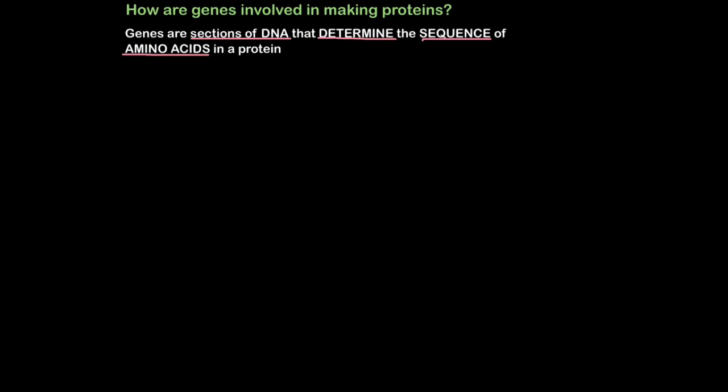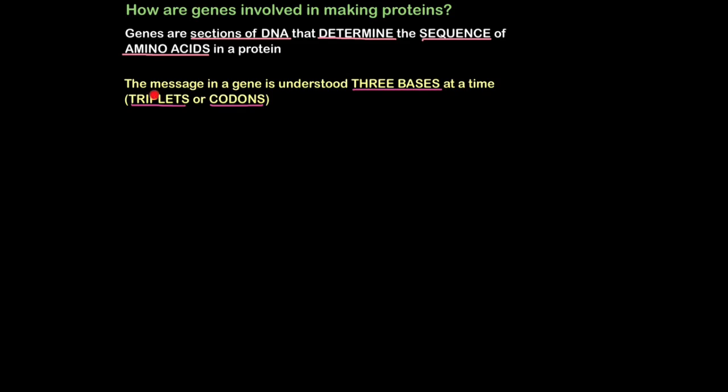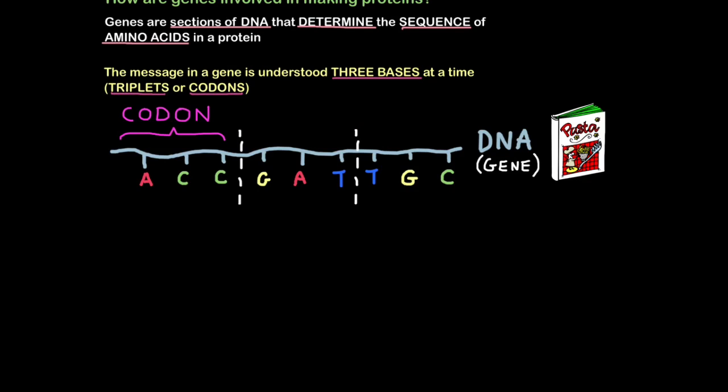Well, firstly, remember what a gene is. Genes are sections of DNA that determine the sequence of amino acids in a protein. You could also say genes are sections of DNA that code for a specific protein. The message in a gene is understood 3 bases at a time. These 3 bases are called triplets or codons. So here you can see a section of a DNA molecule we call a gene. And the reason why this is a gene is because it codes for a specific protein.